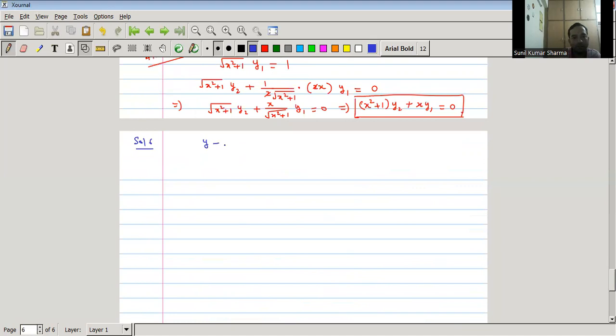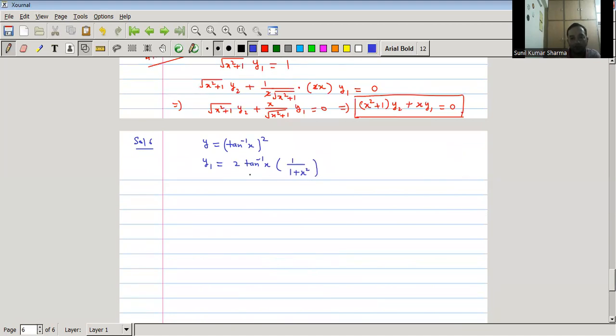y is equal to (tan inverse x) whole square. So differentiate both sides with respect to x, we get y1, that is 2 tan inverse x, and then the derivative of tan inverse x is 1 upon 1 plus x square.